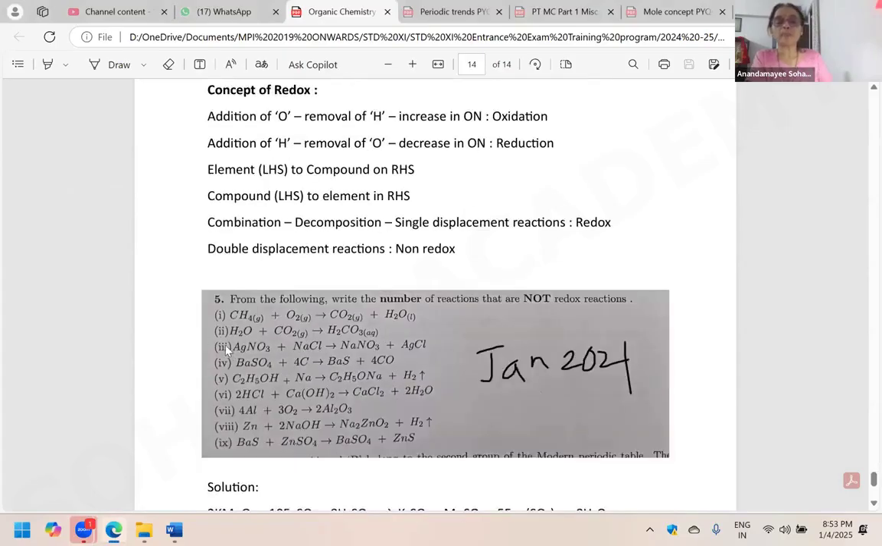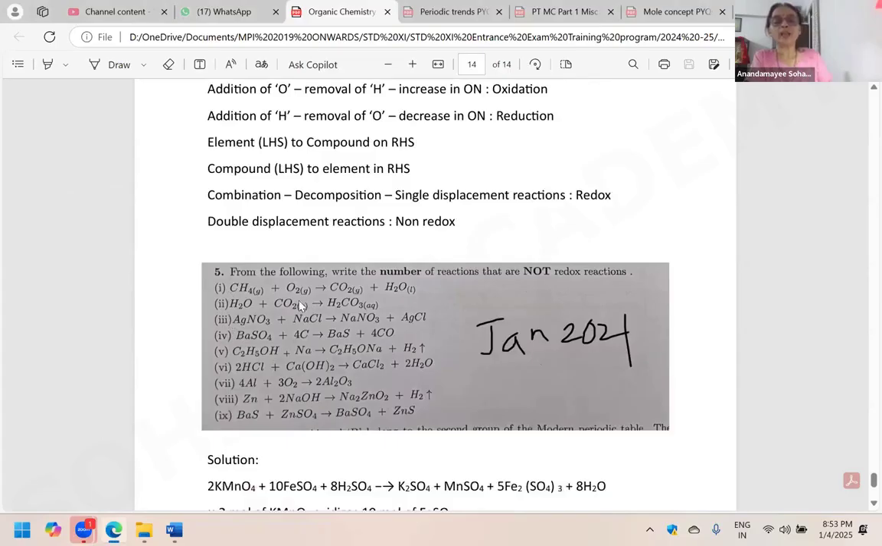For the rest, you can just check whether an element on the LHS is becoming a compound on the RHS. That means wherever there is zero valency or zero charge on the LHS, here there is oxygen as an element and here it has become a compound: redox. Now look here, H2O is a compound, CO2 is a compound and H2CO3 is also a compound. Then check if there is any give and take. No give and take. So this is a combination reaction of two compounds.